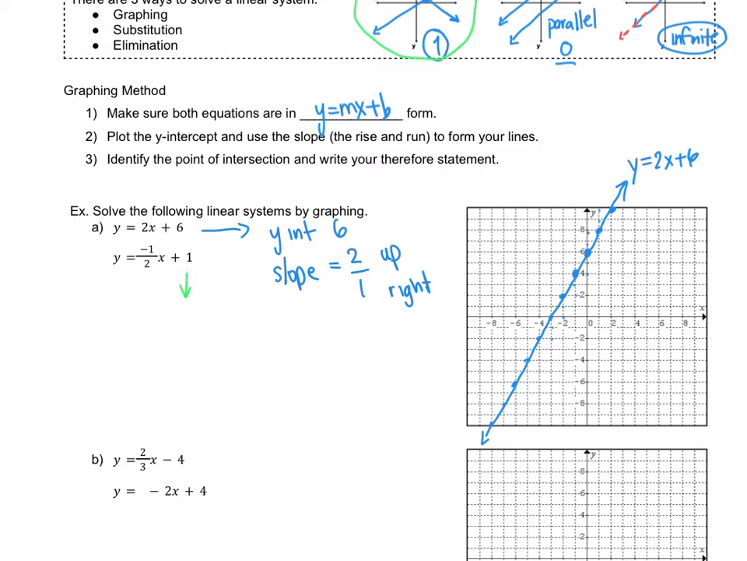Our next line has a y-intercept of 1. So I'll plot that point. And my slope is negative 1 over 2. Because my rise is negative, that means I'm going to go down 1. My run is positive though, so I'll go right 2. So down 1, right 2.